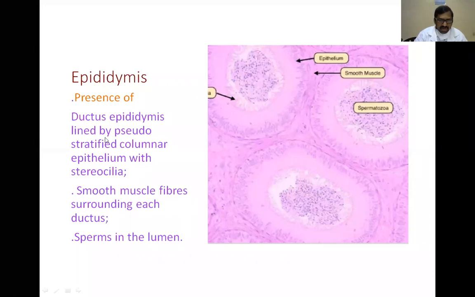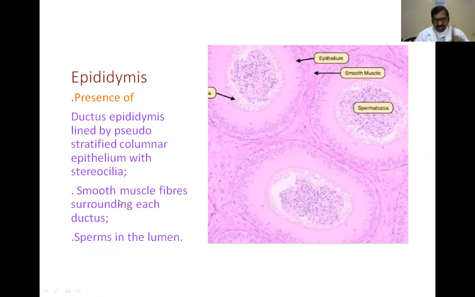Here, the lining epithelium is very, very important. The epididymis has pseudostratified columnar epithelium with stereocilia, and smooth muscle fibers are also present surrounding each duct. Here, it is nothing but a single duct. It is folded on itself. If you take the section at one level, it may cross so many parts of the same duct.